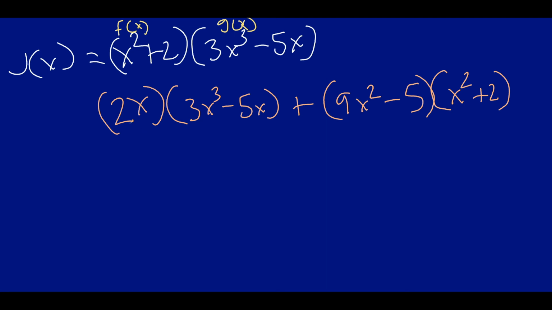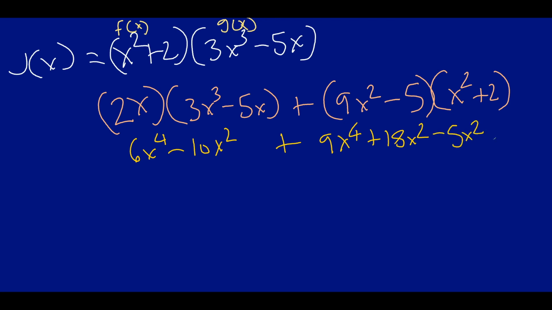So let's see here. If I do 2x times 3x to the 3, I should get 6x to the 4th power, and then 2x times minus 5x should be minus 10x squared, and then we're going to add that here. So 9x squared times x squared should be 9x to the 4th, and then 9x squared times 2 should be 18x squared. So we did these two terms. Then minus 5x squared, multiply this, and then minus 10.